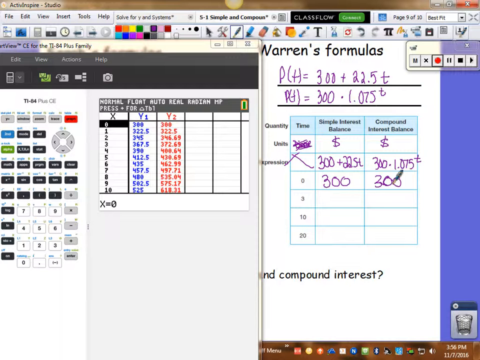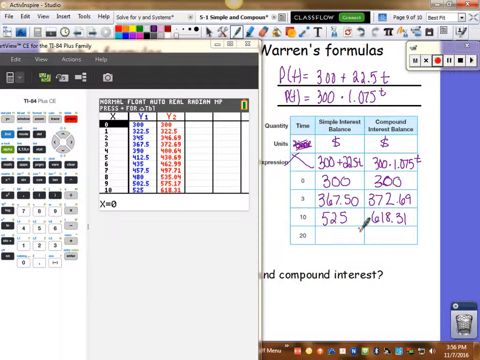For after 3 years, we're going to have $367.50, or we're going to have $372.69. 10 years, $525, or $618.31.